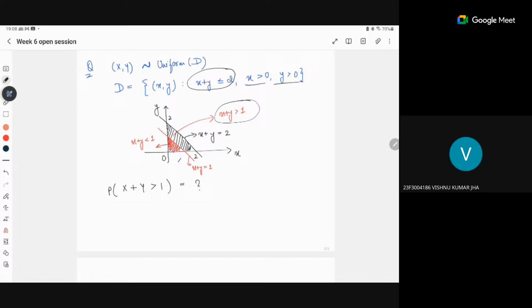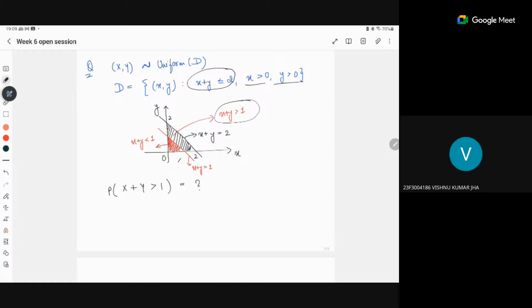So what can we do? We can find the area of this region and divide it by the total area of D. But finding the area of this region seems to be a little difficult, right? This looks like something, I don't know, there is no proper shape.